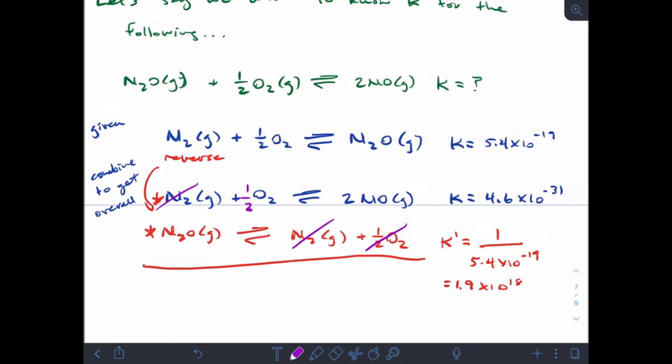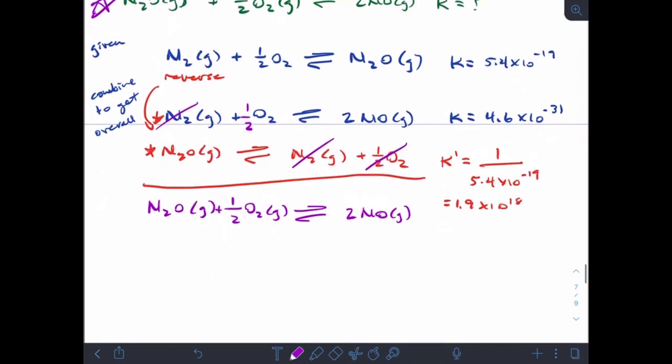Right? So what I have left is N2O gas. Oops, excuse me, not yet. I still have the 1/2 O2. And 2 NO. All right, and if I've done everything correctly and then combined correctly, this combined reaction should be the same as my desired overall reaction. It should be the same as the green one up here.